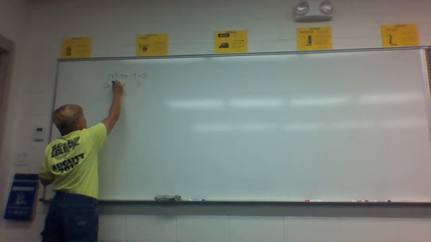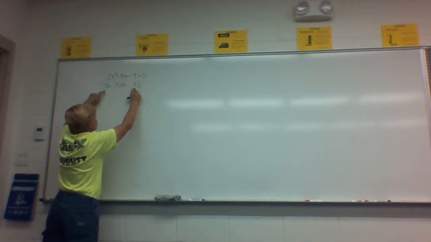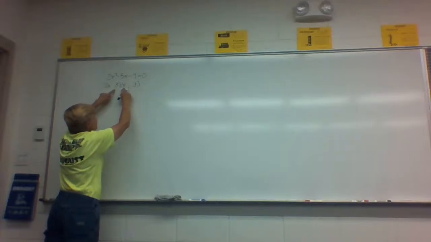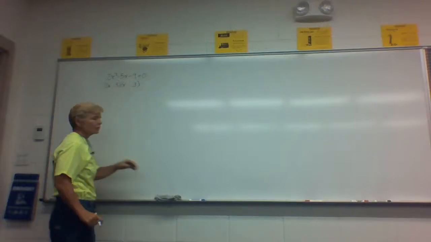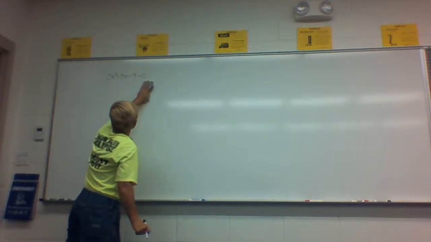So I try 3 and 3, and I won't have to reverse those because they're the same number. So see if this works. That's going to be 6 minus 3, and that's 3, not 5. What have I learned? This thing's not going to factor. So I got to come up with something else.